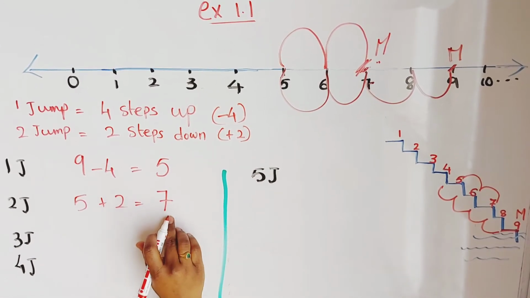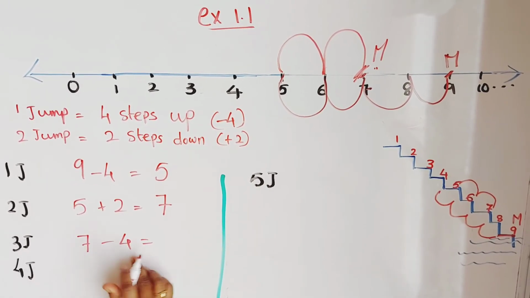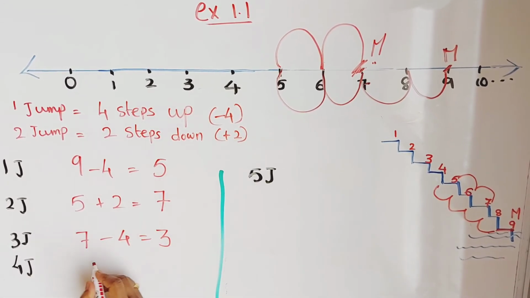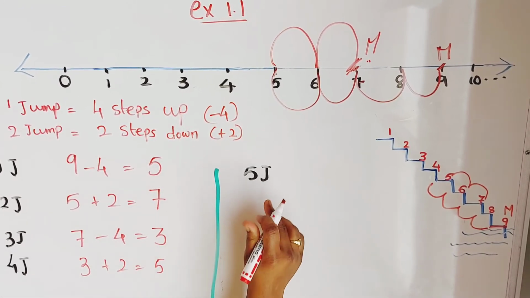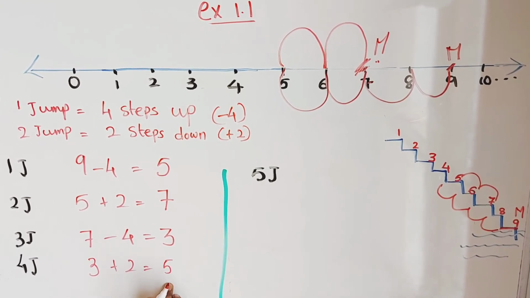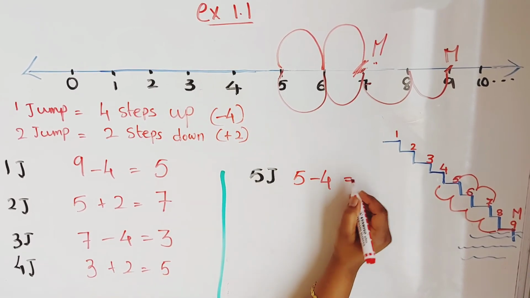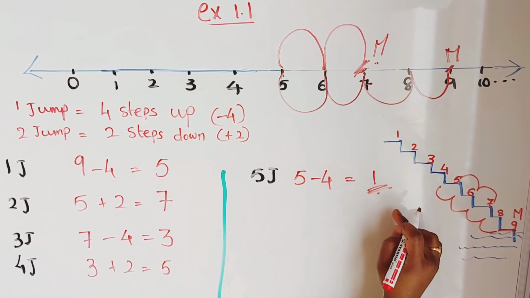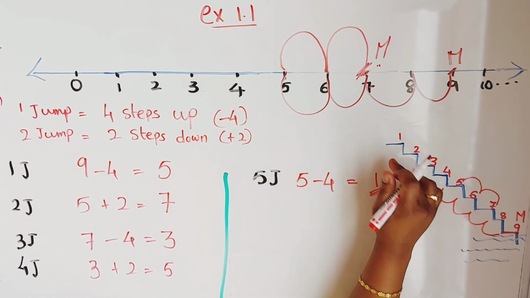Third jump, 7 minus 4. We have to continue the same pattern. Don't get confused, it is 3. Now fourth jump, 3 plus 2, it is 5. Now we will see fifth jump also. What is the monkey position now? It is at the 5th step, right? So 5 minus 4 is 1. This is the first step, starting position. So monkey reached the first step after 5 jumps.